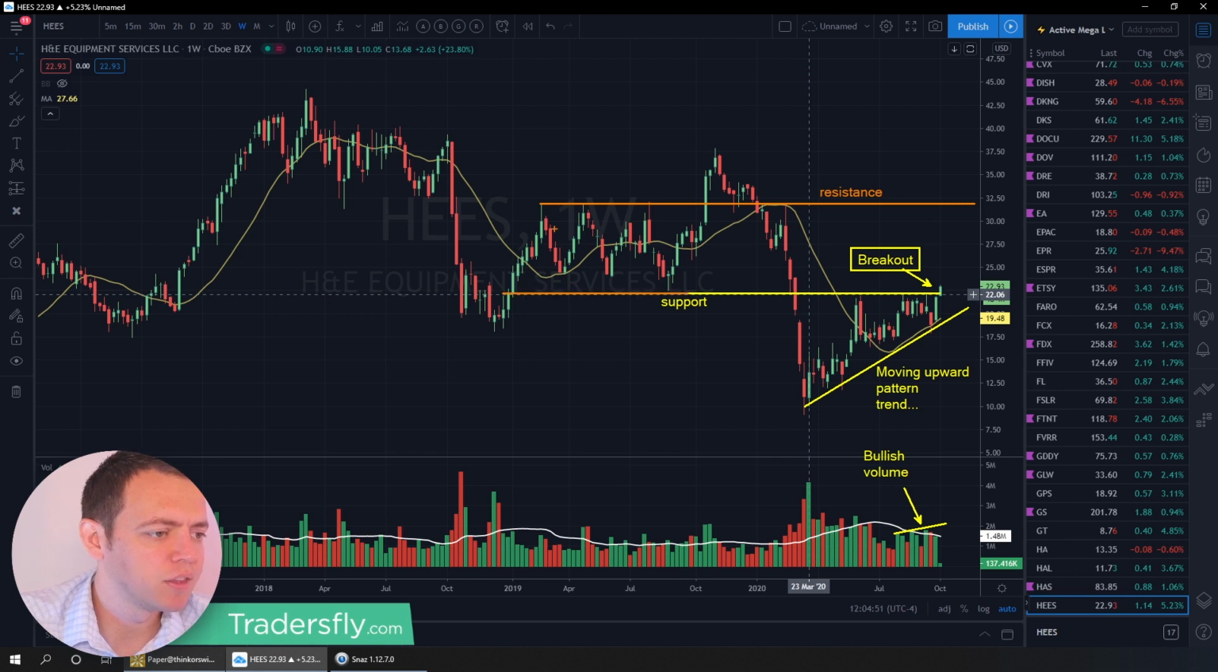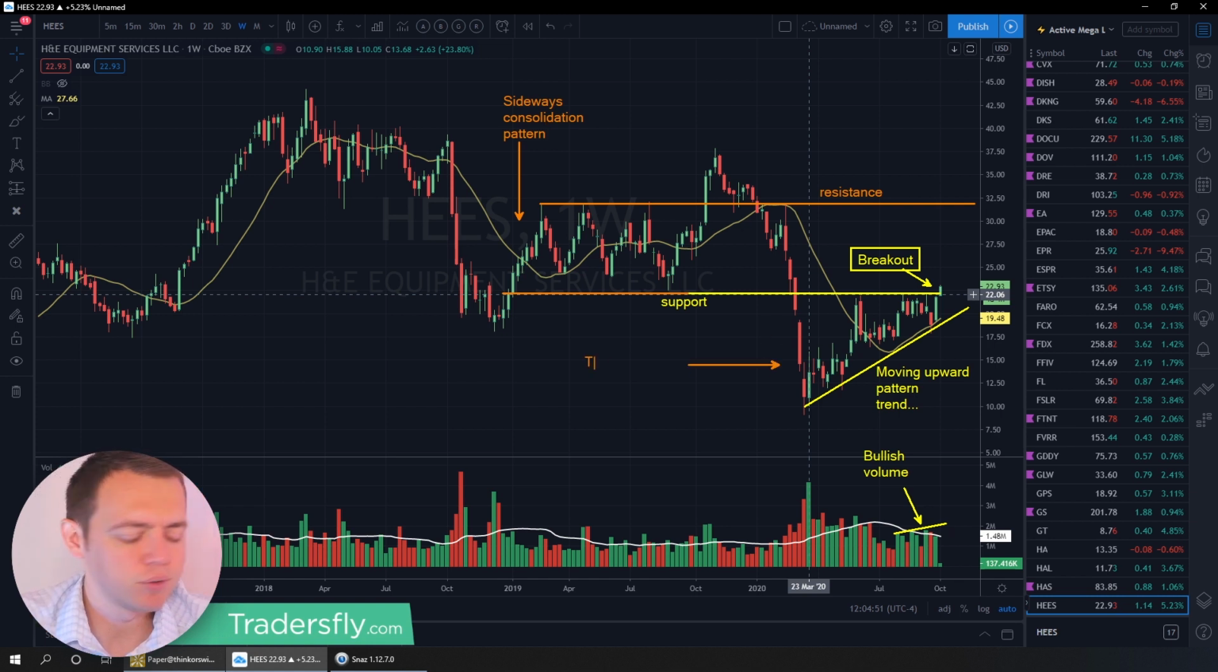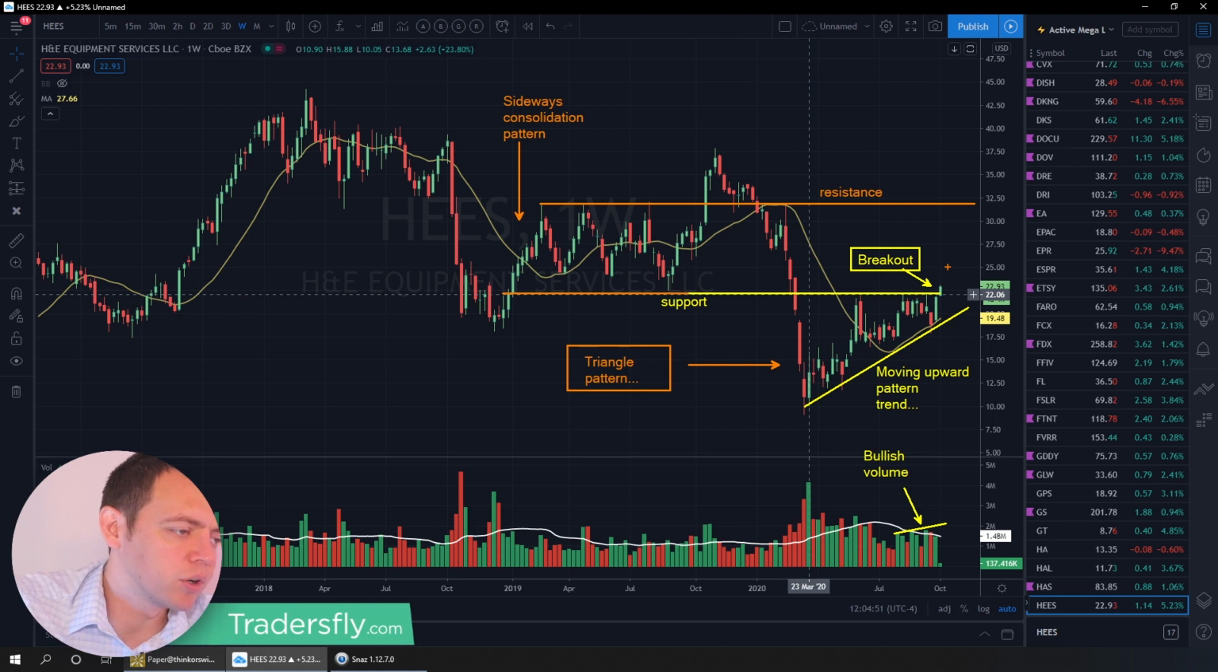You also have this zone, a little bit of a sideways consolidation pattern. Here you have your triangle pattern where it's kind of moving into this upward trend. So we'll see if it breaks out of there a little bit faster, and then you can kind of get into maybe this region of about 31, 32 there. But from where we're at, it's not a huge fast move or anything like that.